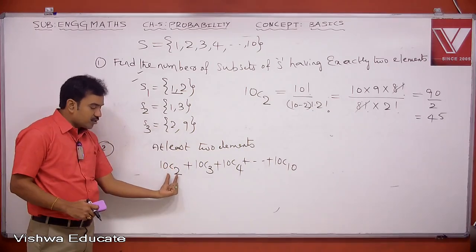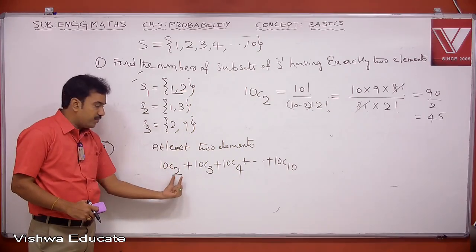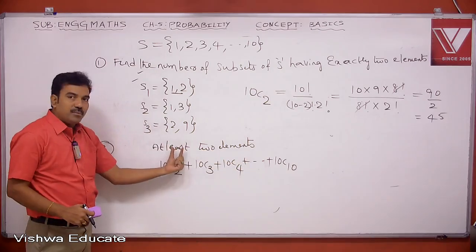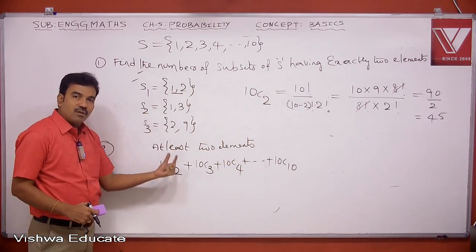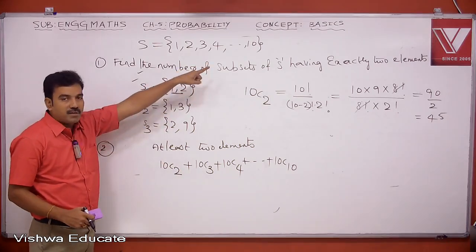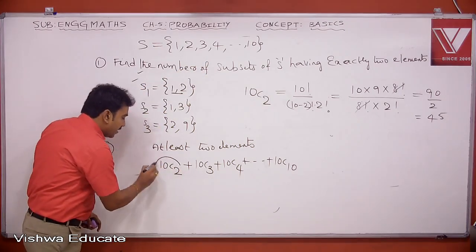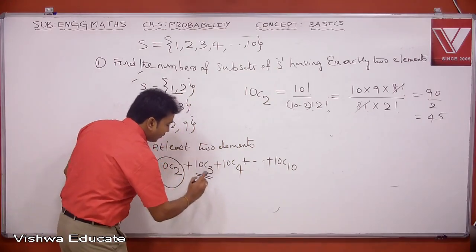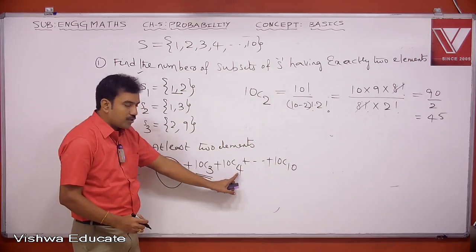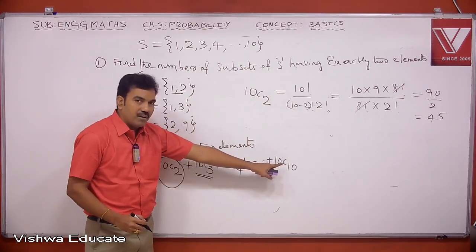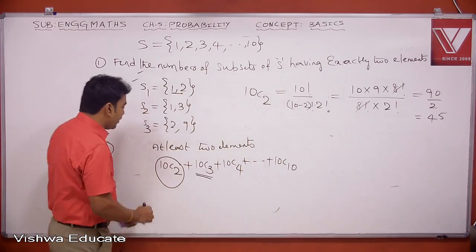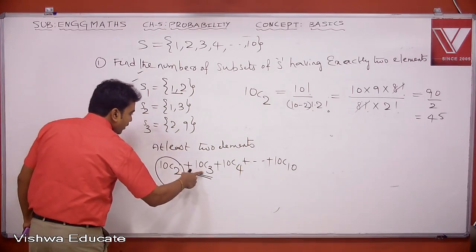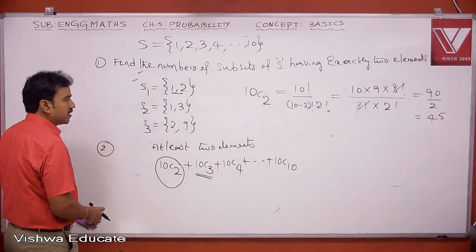So the number of subsets of S having exactly 2, 3, 4, 5, 6 and so on up to 10. At least 2 means it can have 2 elements or more than 2, but at most it will have 10 elements. So this number gives the number of subsets of S having 2 elements. This gives the number of subsets of S having 3, the number of subsets of S having 4. So maximum it will have 10. You need not simplify, but the result for question number 2 is this: 10C2 plus 10C3 plus 10C4 and so on plus 10C10.